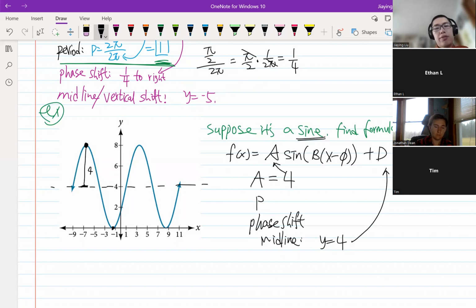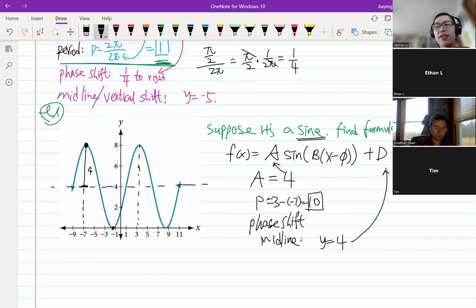Now, what about the period? The period is just going to be measured from the distance between 2 highest points or 2 lowest points, whichever you like. You just have to look at and decide which one is the easiest to estimate the distance. It doesn't matter, I guess. We can use the highest point on the left and the highest point on the right. The one on the left looks like it's corresponding to -7. The one on the right looks like it's corresponding to 3. So the period is going to be 3 minus -7, so that's going to be 10.